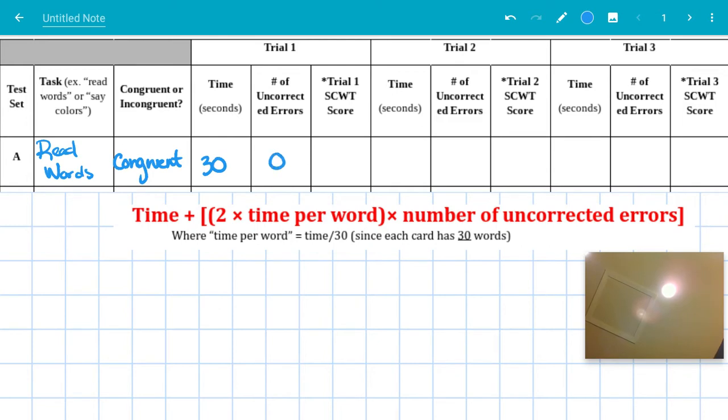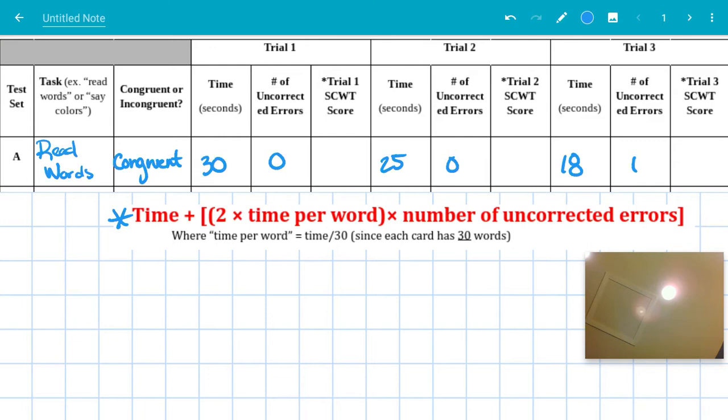We'll calculate the score in just a moment. The second time they read it, they did a little bit faster. They did it in 25 seconds and they also had 0 errors. And the third time they just flew. They went super, super fast and did it in 18 seconds, but they did make 1 error. So now we need to calculate the SCWT scores, and that's using this equation right here.